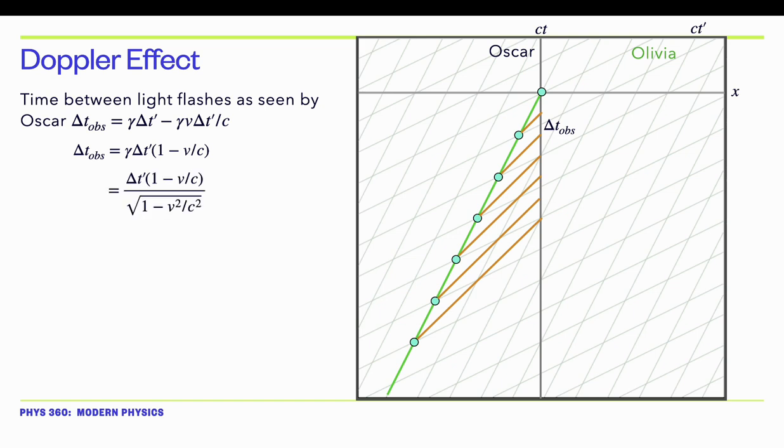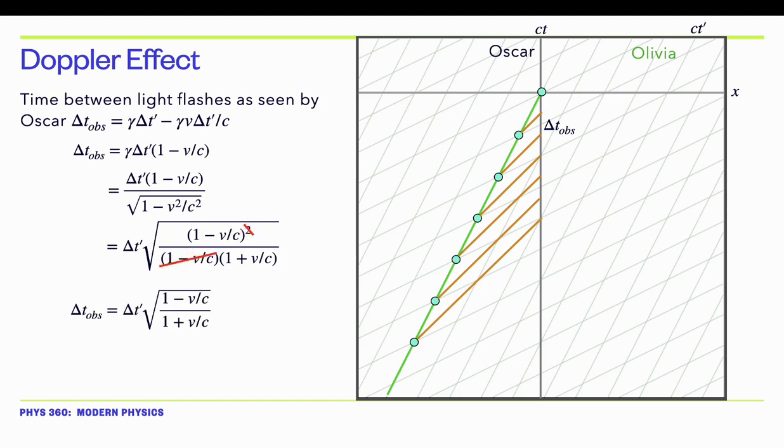Do the same thing. You expand gamma as 1 over the square root of 1 minus v squared over c squared. Bring them 1 minus v over c inside, but now it's the 1 minus v over c term that's going to cancel with this one. So what we get is kind of the inverse of what we had before. So when Olivia is moving towards Oscar, it's 1 minus v over c over 1 plus v over c, instead of 1 plus v over c over 1 minus v over c. So it's just like the inverse.